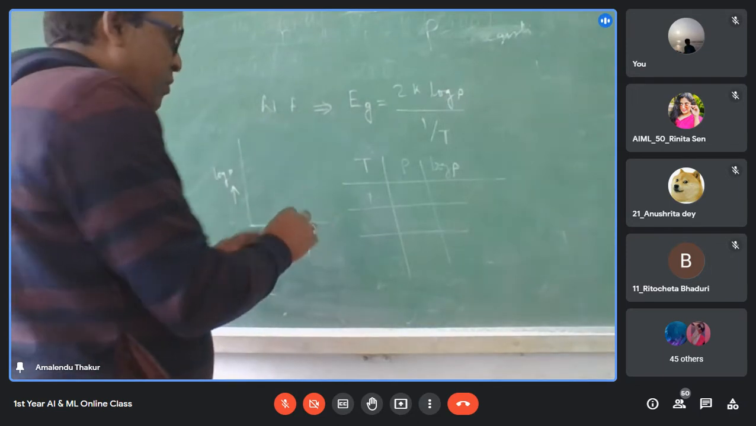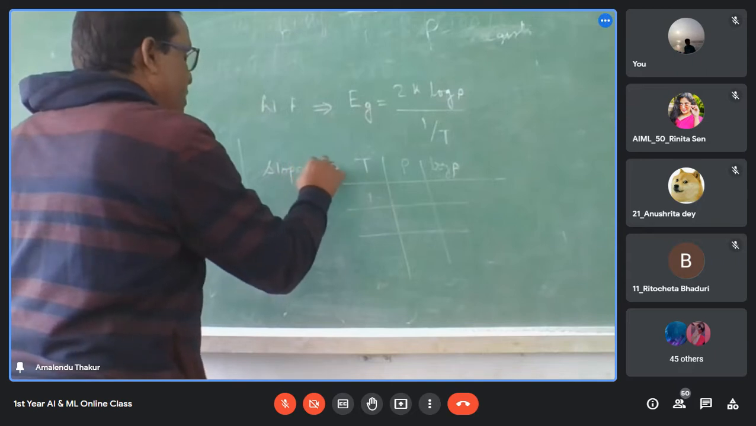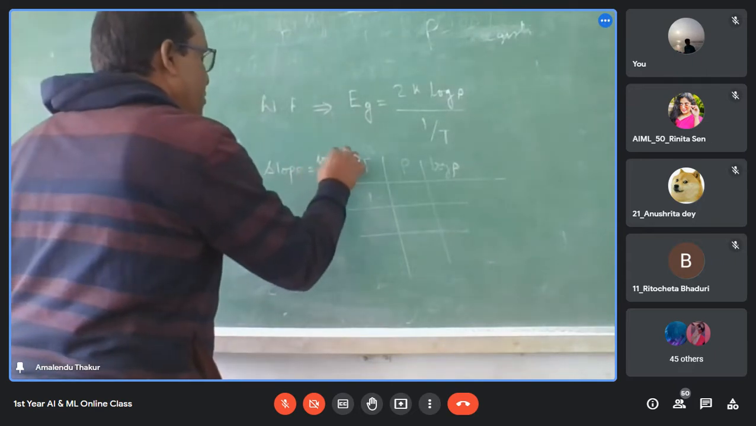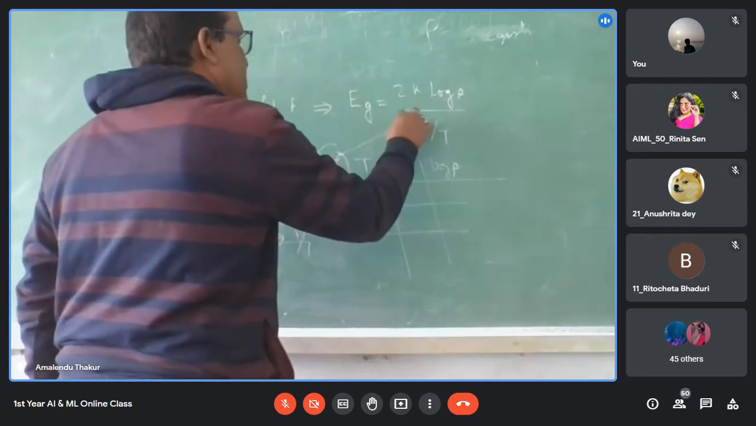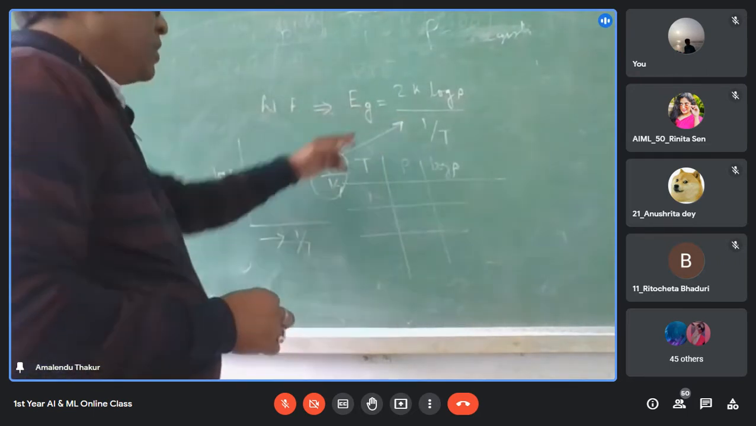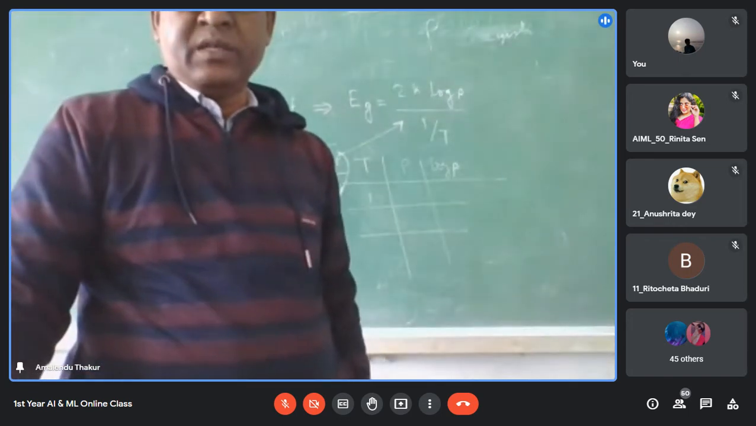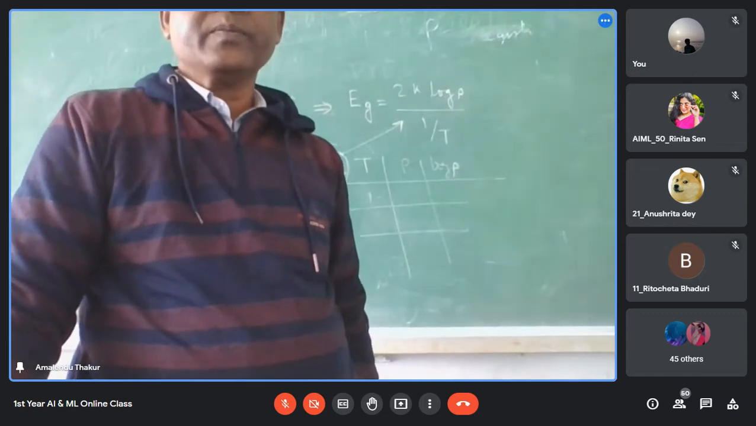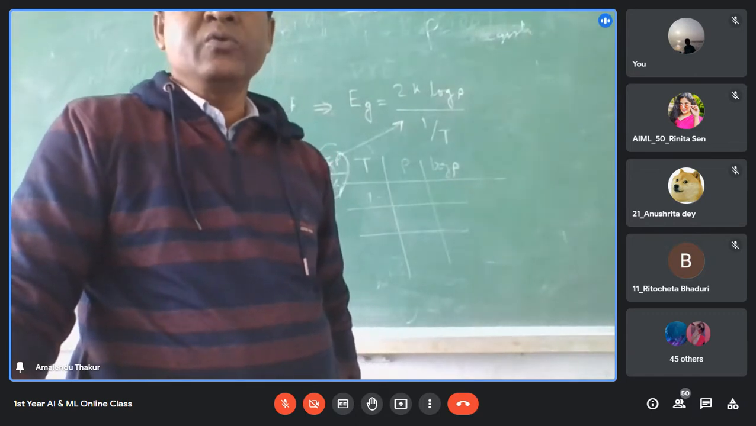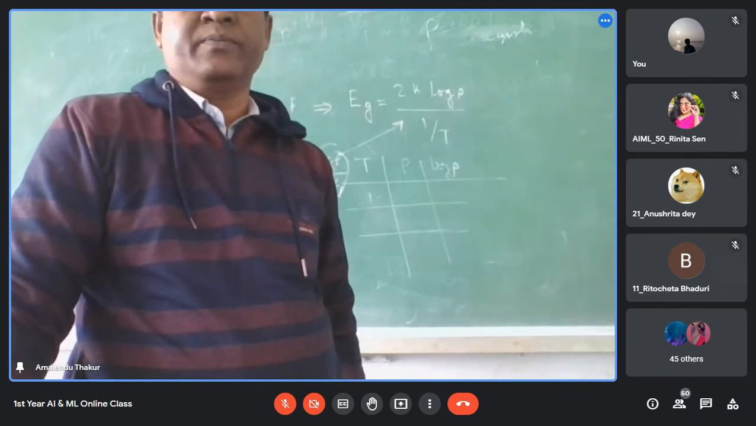From this curve we find out the slope. Then that slope is equal to log rho by 1 by t. These values will be put in this equation, and from there we calculate the Eg. This is the calculation part. Before that, you should know how we calculate this thing.